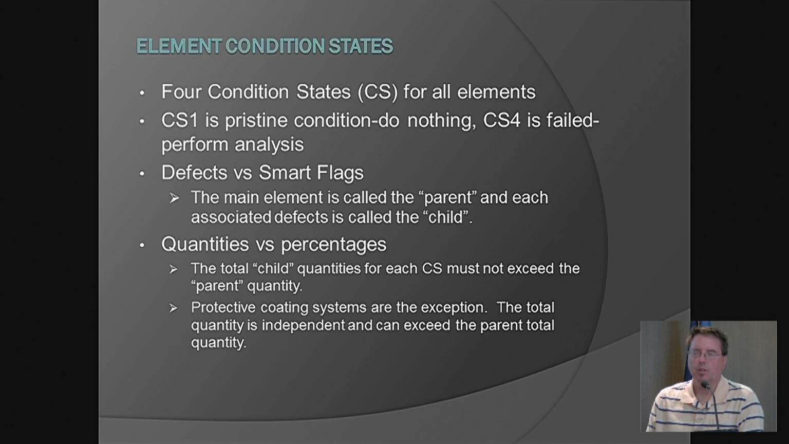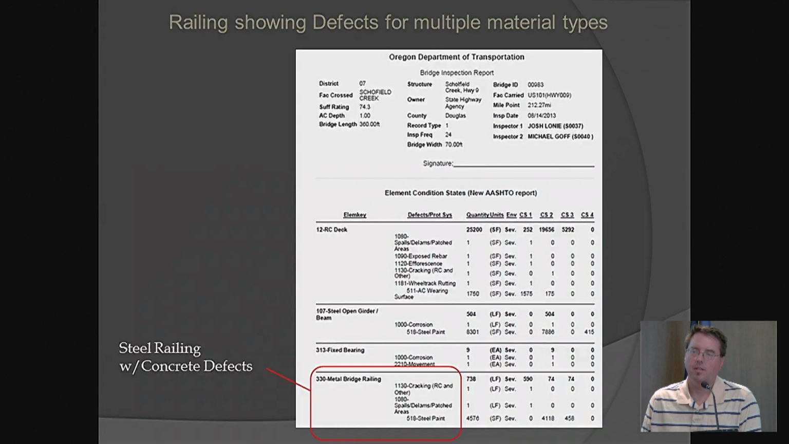These are defects, versus what ODOT used to use, the smart flags. We'll go back one here. You'll hear a reference to these being called the parent elements just because it's the main item. And then each of these is referred to as a child defect because it rolls up under the parent. And when we say this is how it's reported to the feds, the main item is what the values get reported to the feds when they're measuring us against the metrics that they have in effect.